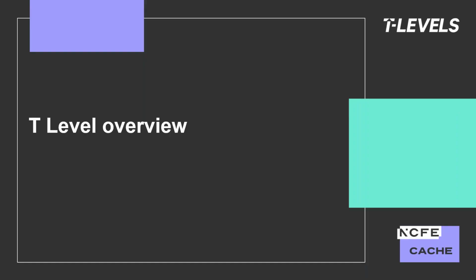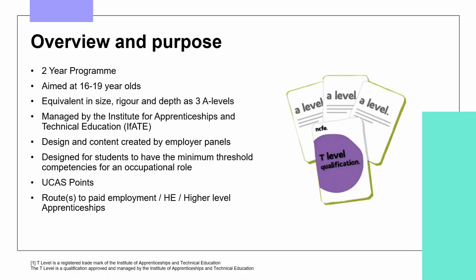We'll begin with a brief overview of the T-Level and the assessments, but for much more comprehensive information, please do see one of our onboarding webinars. So what is a T-Level? A T-Level is a level 3 2-year program aimed at 16 to 19-year-olds, and they are equivalent in size, depth and rigour to 3 A-levels and attract UCAS points.